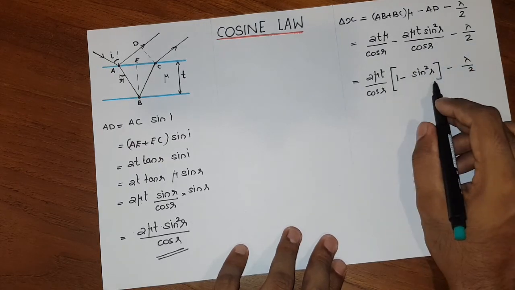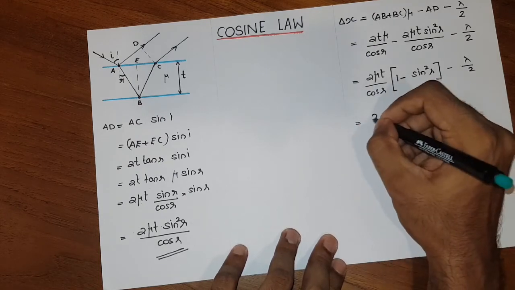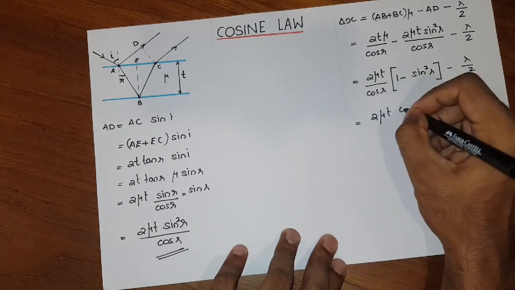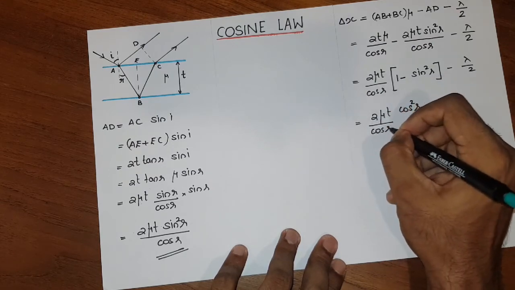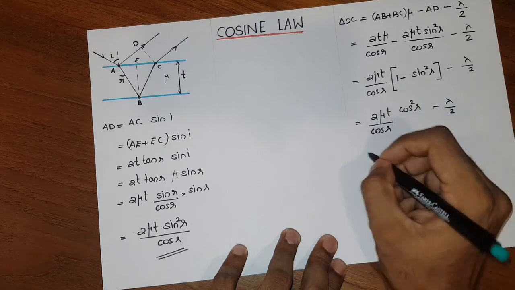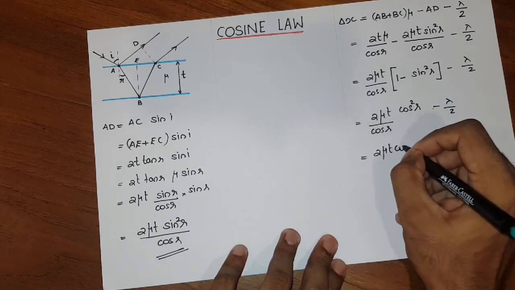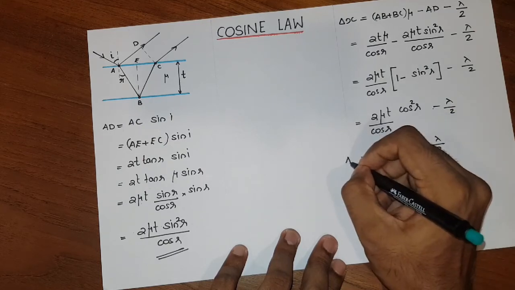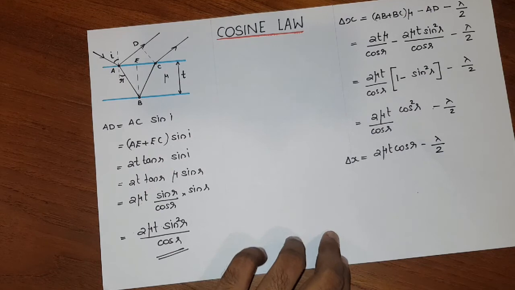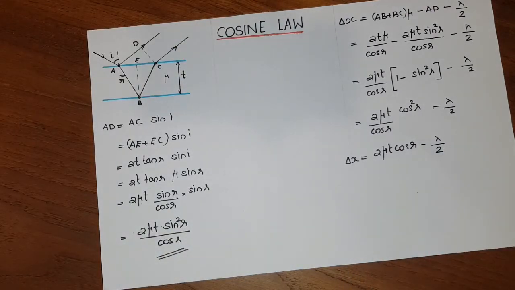And what is 1 minus sin square R? 1 minus sin square R is cos square R. So 2 mu t into cos square R by cos R minus lambda by 2. So this can be written as 2 mu t cos R minus lambda by 2. This is the expression for path difference, and this expression is known as the cosine law.